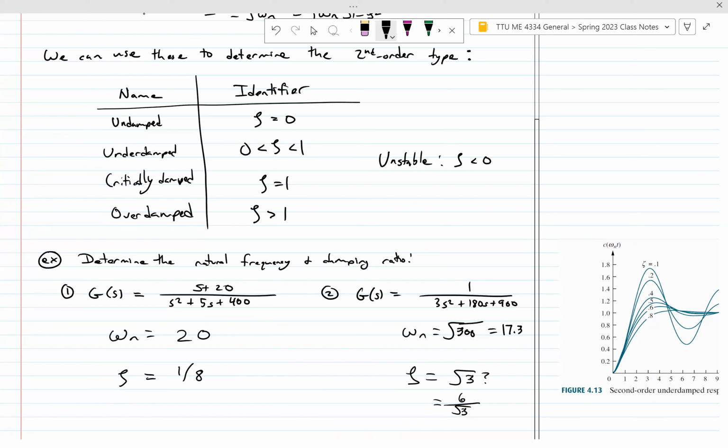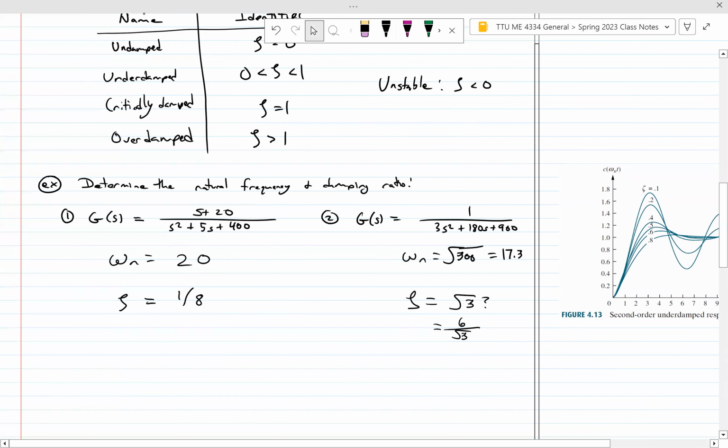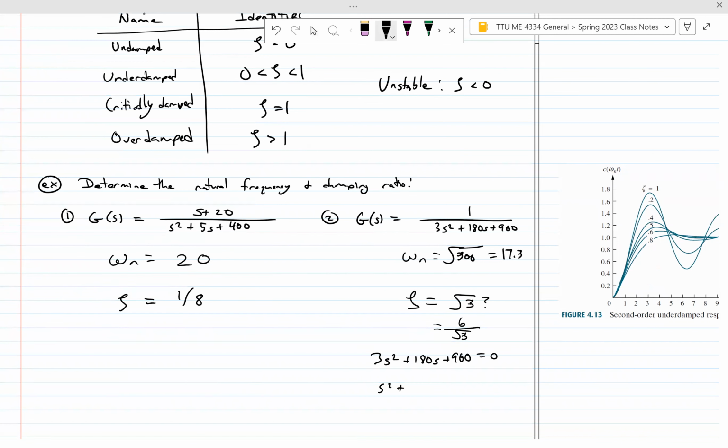Show of hands, how many people got this? Zeta and omega n. All right, this is pretty basic algebra here, guys. So you need to be able to do this pretty quickly, right? 3s squared plus 180 times s plus 900 is equal to 0, right? We need to divide by 3, and then it's just a matter of setting this equal to that standard or generalized second order equation.